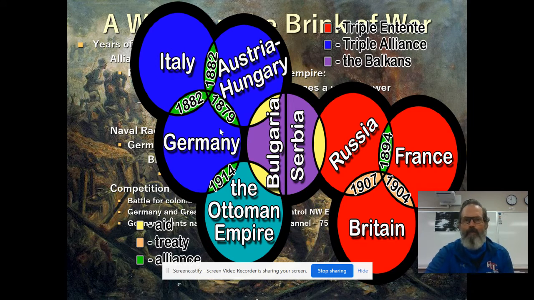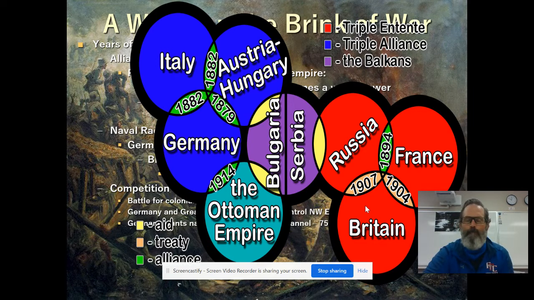On one side, the Triple Alliance of Germany, Austria-Hungary, and Italy starts initially with an alliance between Germany and Italy in 1882 and Austria-Hungary and Italy in 1882, and doesn't really unite Germany and Austria-Hungary until later. What this alliance means is that for just about any reason, one of those countries will come to the aid of the other country should hostilities break out. The same thing happens later between Britain, France, and Russia, and this is an alliance known as the Triple Entente.